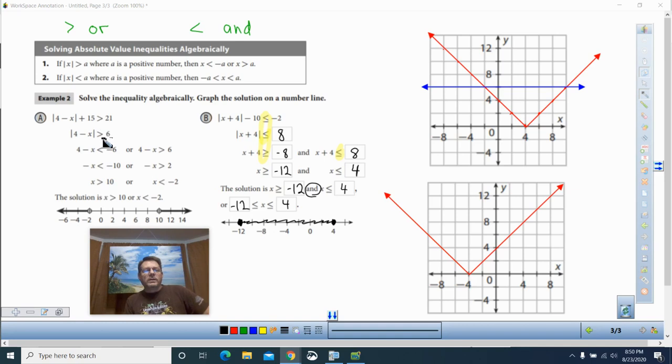Now, this is a great OR, so this is an OR statement, and it means an open. So what I'm going to do here to demonstrate the solution is put an open dot here and an open dot here. And it's great OR, so it's an OR. So shade out here and shade out here. Doesn't that look a lot like the regular number line?